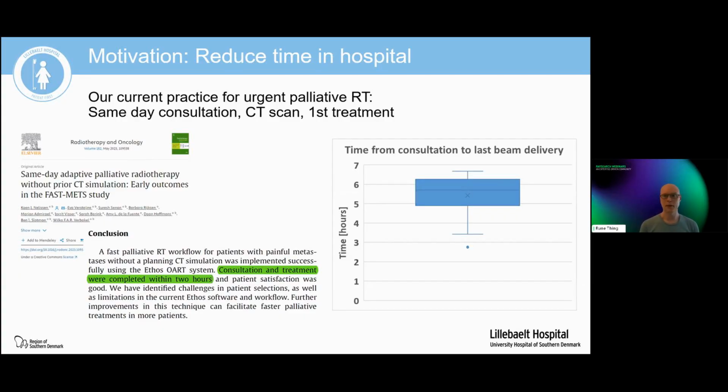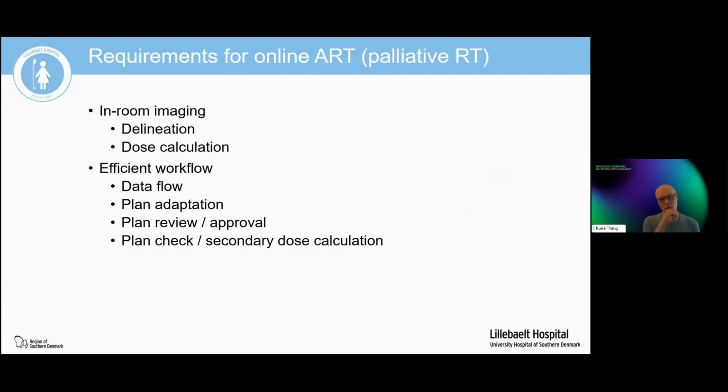So we started thinking about what is the minimum we need. We did not have an Ethos, and there were no signs in the stars or the planets aligning that we would ever get an Ethos in our clinic. But if we broke it down, what we really needed for online adaptive, at least for palliative radiotherapy, was some sort of in-room imaging that was suitable for delineation and dose calculation.